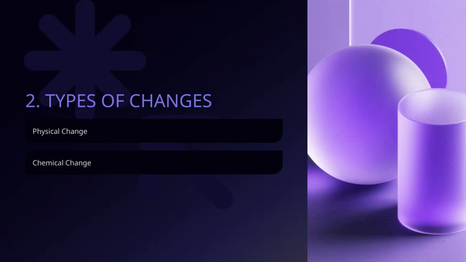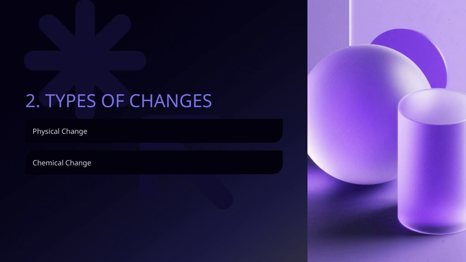Now, let's take a look at the different types of changes that matter when we're talking about matter itself. First, we have physical changes. These are changes that affect the form or appearance of a substance, but don't alter its fundamental identity. Think of melting ice or tearing paper, things that can be reversed or changed without creating a new substance.